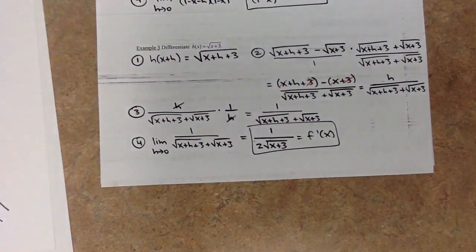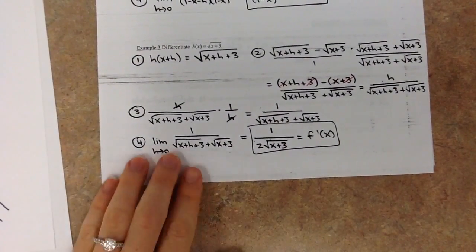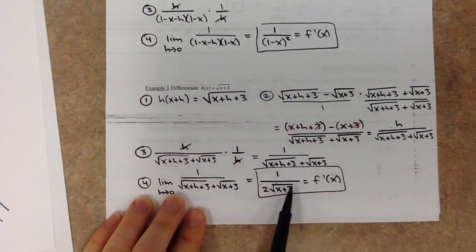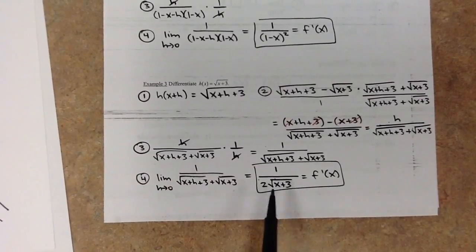So same exact thing as example 1, same exact thing as example 2. If I wanted to know what the slope of this function was at any given value, all I do is plug in that x value in here and it tells me what the slope is.